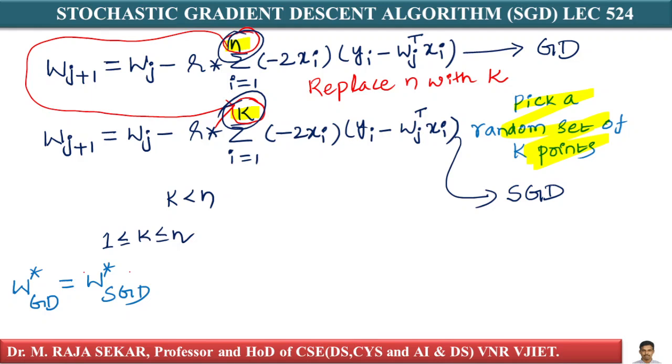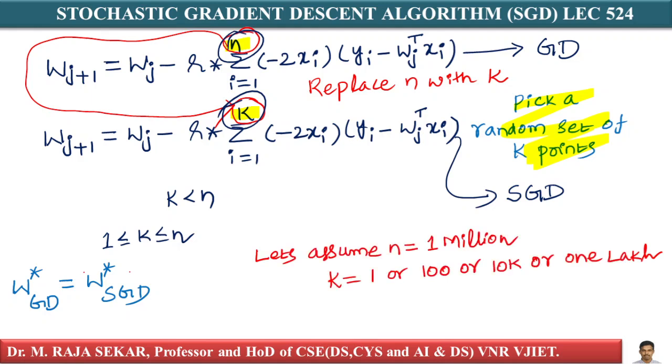you do the summation over k points, such that k could be anything from 1 to n. Let's assume n equal to 1 million. 1 million means 10 lakhs. You could take k equal to 1 or 100 or 10,000 or 1 lakh. Any number is alright. We will come to a special case here.